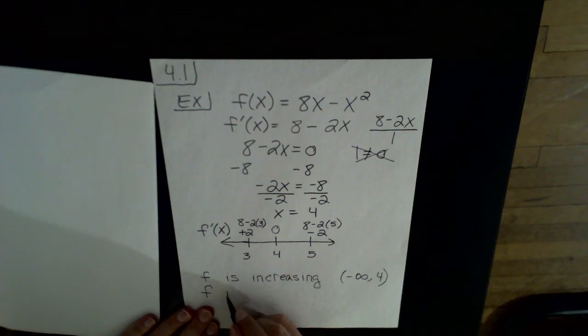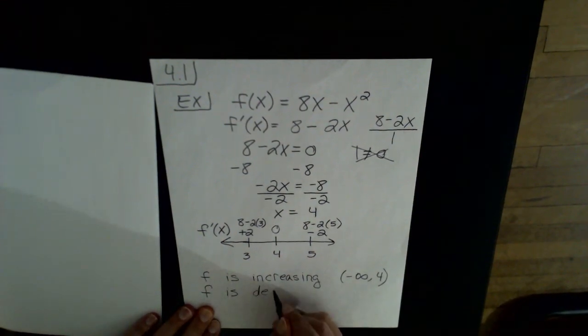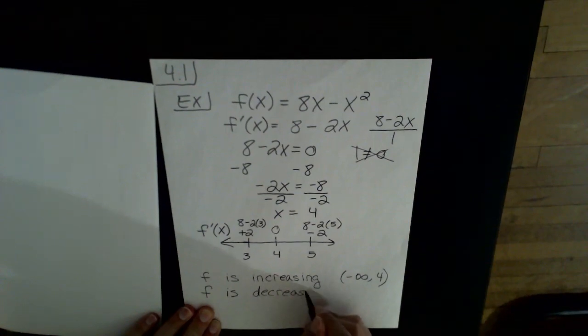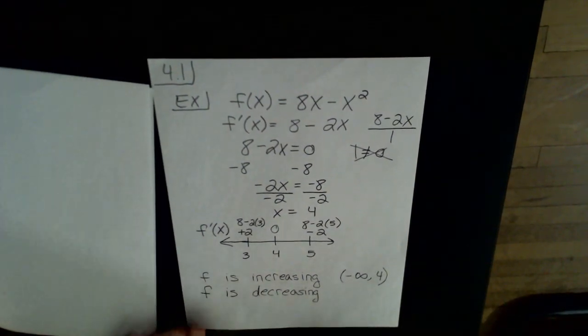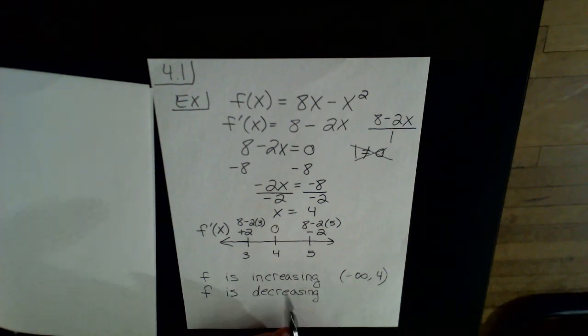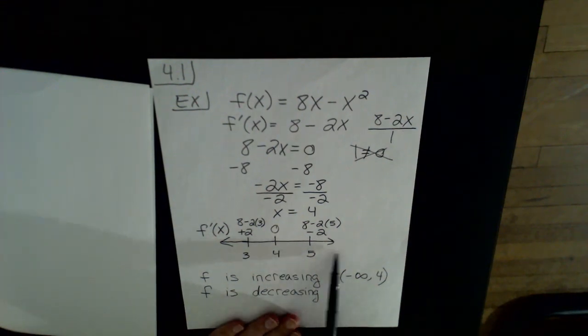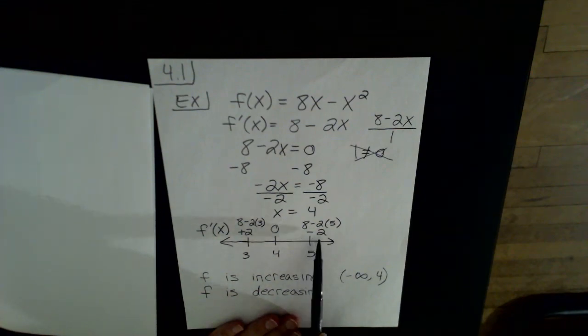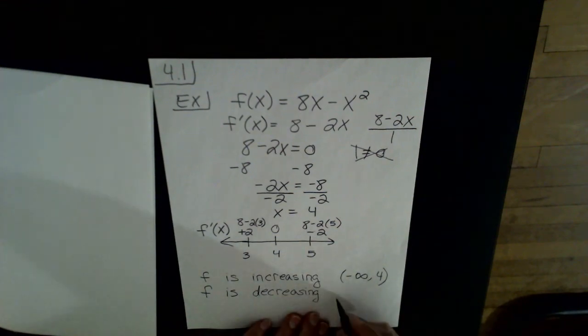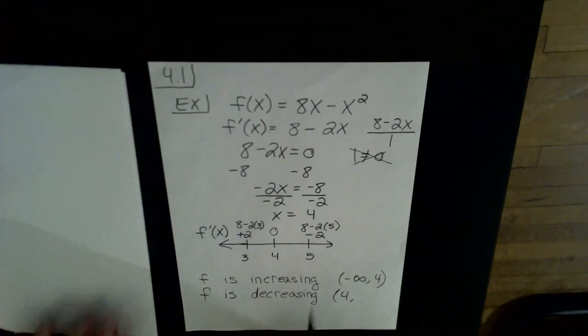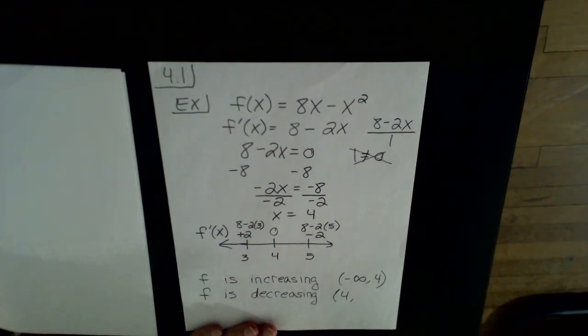From there, we say f is decreasing everywhere that the first derivative is negative. Every number to the right of x equals 4 gives a negative in our first derivative because of this negative 2. So we'll say starting at x equals 4, and again we put a parenthesis, because you can never technically say you're decreasing or increasing at one exact value. So there will always be a parenthesis here, never a bracket.